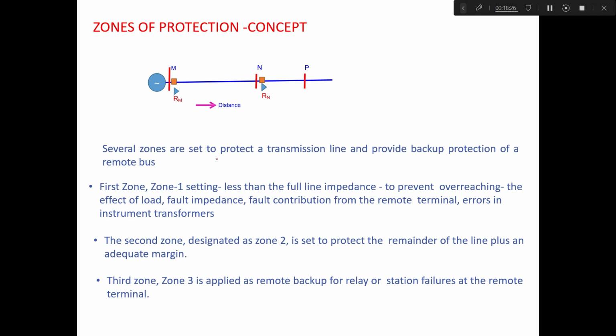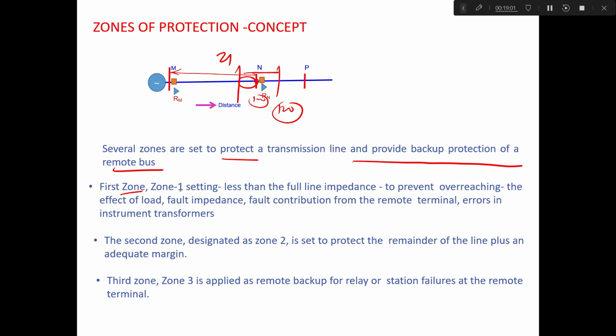First of all, several zones are set to protect a transmission line and to provide backup protection of the remote bus. Why? If you set this as zone 1, then you have to set another zone to protect this area. But again, you cannot set this exactly 100%, because suppose now all error comes to minus 20%, we will reach only up to this point. So you have to extend this to, suppose, 120%: 120 minus 20, you will reach up to this remote bus. These types of zones are called backup zones.